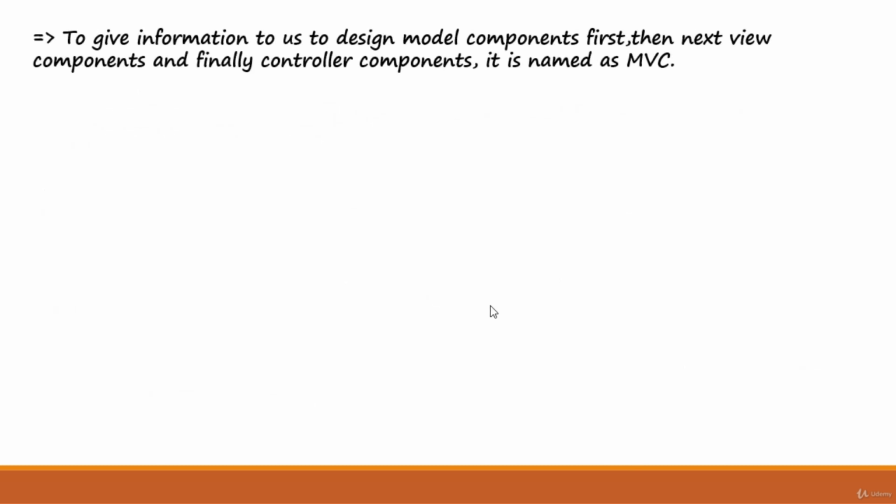This gives us the information to design model components first, then view components, and finally controller components. That's why it is named MVC. MVC is nothing but Model View Controller. First we have to develop the model, then the view, then the controller. This is the fast and easy development process in companies. That's why everyone follows MVC architecture.